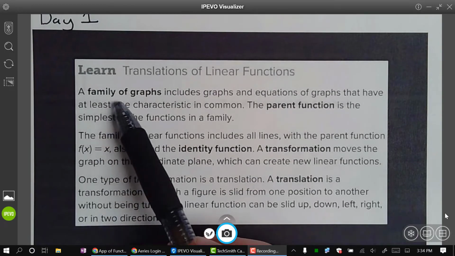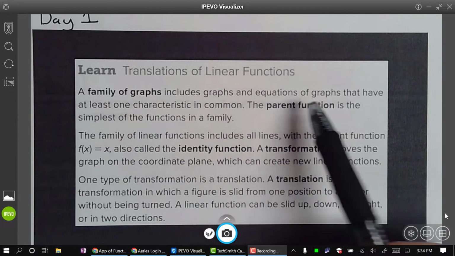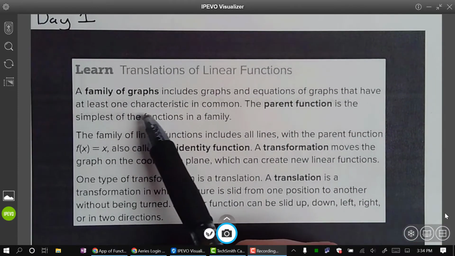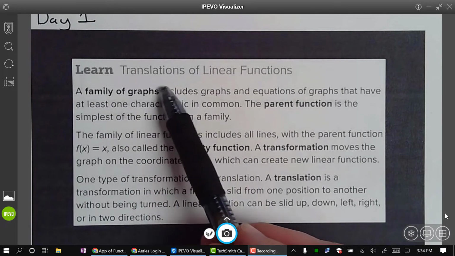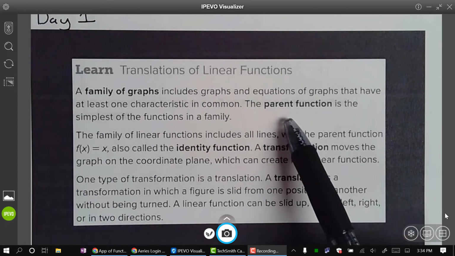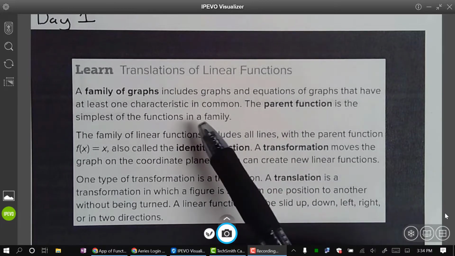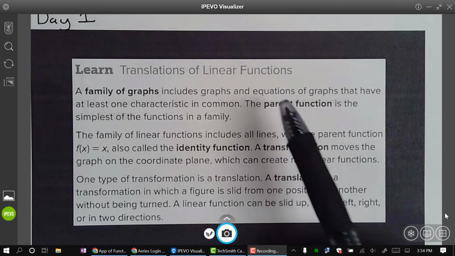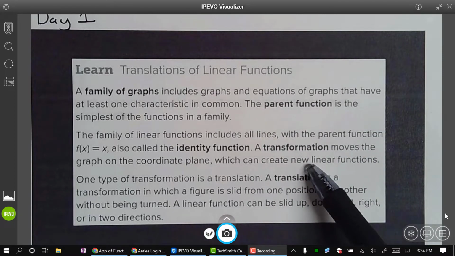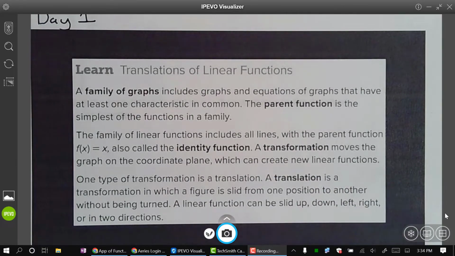Today we're going to be looking at functions, and not just any functions, but doing transformations on functions. A family of graphs includes graphs and equations that have at least one characteristic in common. So we're going to be dealing with families of graphs as we do these problems. Our parent function is the simplest of the functions in the family. This idea falls under the umbrella of transformation. A transformation moves the graph on the coordinate plane, which can create new linear functions.